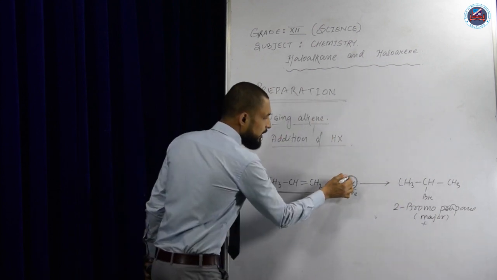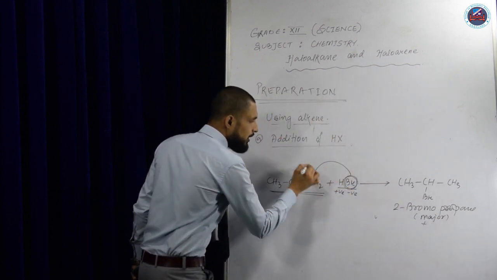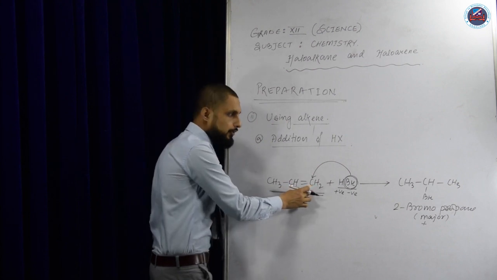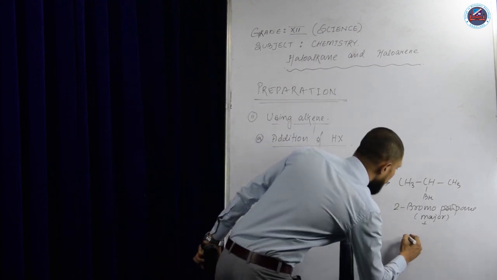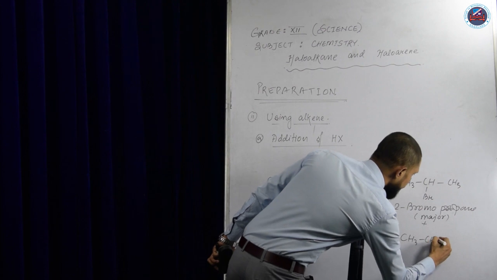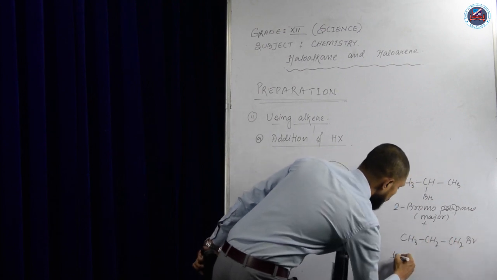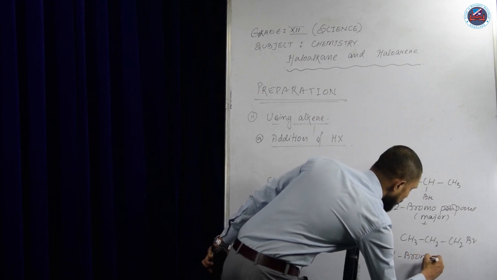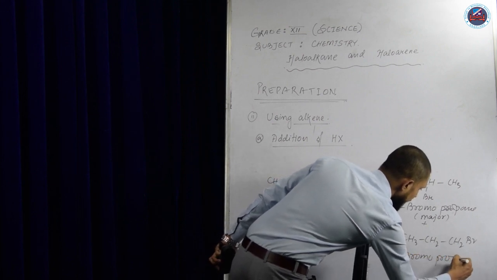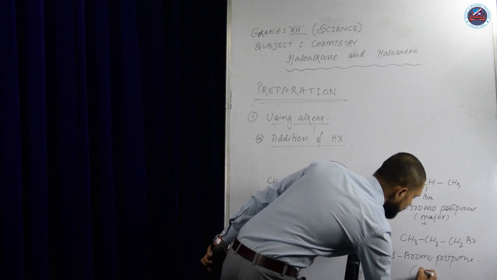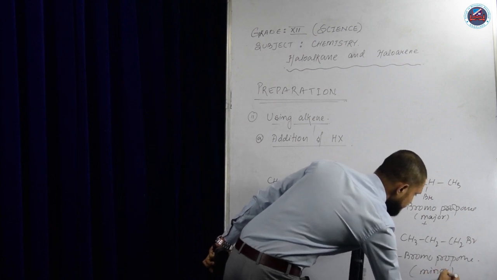In case Br goes to the carbon having more number of hydrogen atoms, the product formed will be CH3 CH2 CH2 Br. That is 1-bromopropane. And this is the minor product.